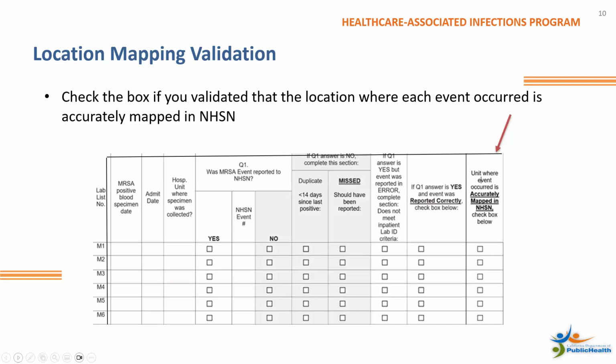You also want to check the last column if you validated that the locations where each event occurred is accurately mapped in NHSN.